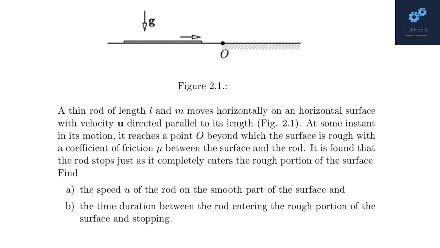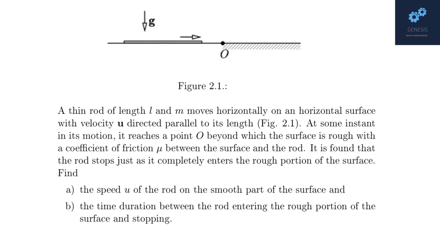The question goes like this. A thin rod of length L and mass m moves horizontally on a horizontal surface with velocity u vector directed parallel to its length. At some instant in its motion, it reaches a point O beyond which the surface is rough with a coefficient of friction mu between the surface and the rod. It is found that the rod stops just as it completely enters the rough portion of the surface.